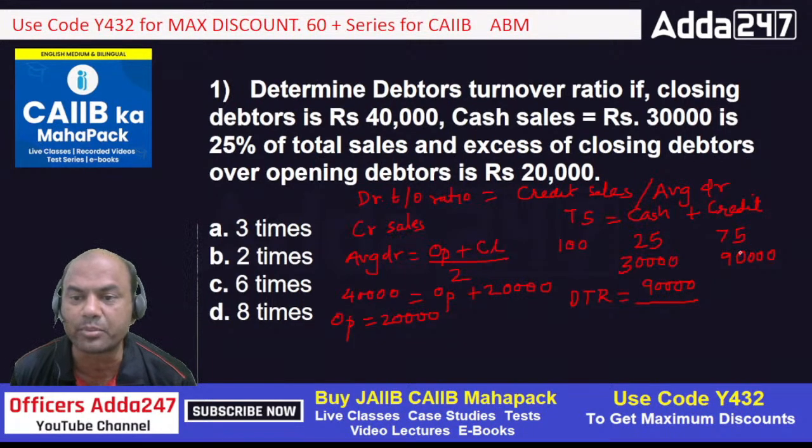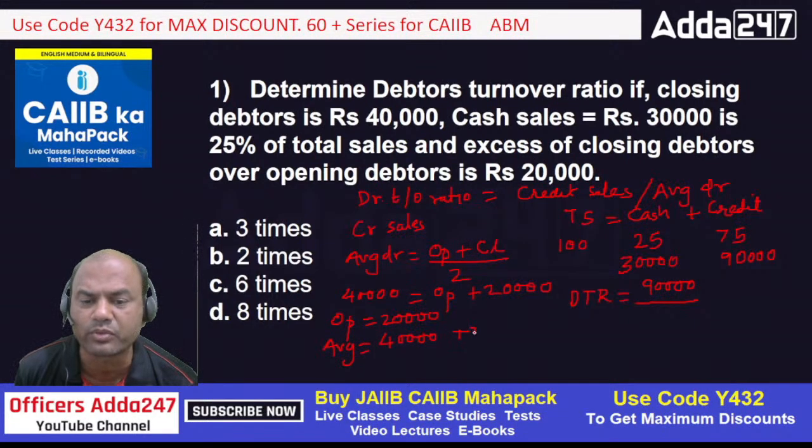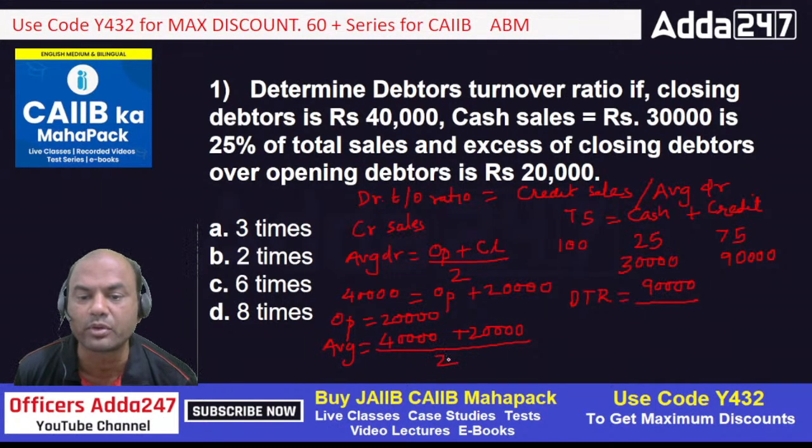This is 90,000 upon average debtors. So opening is 20 and closing is 40. Average is remaining over here. Average equals opening plus closing upon 2, so 20 plus 40 upon 2, which is 60 upon 2, 30.